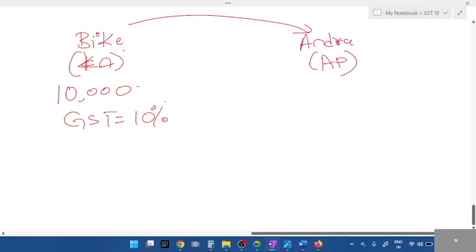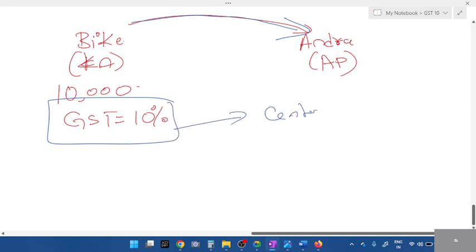Now, if it is a different state, what did I tell you all, students? Very good. It goes to the central, right? Because there's always a problem between two states, right? So this 10% will go to whom, students? This 10% will go to the central government, and the name given for that is IGST. So if it is 10%, the same 10% will go to central. Remember, it will go to central.